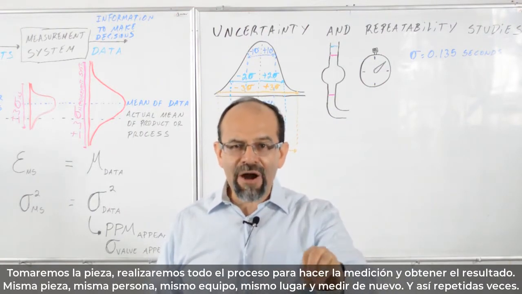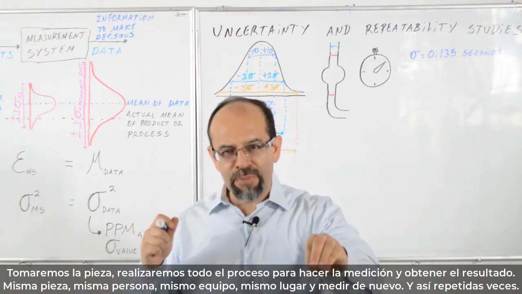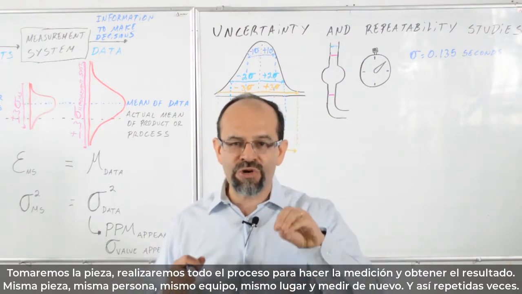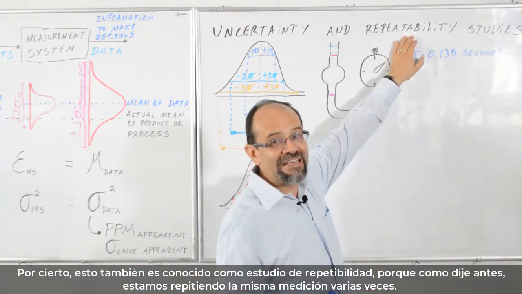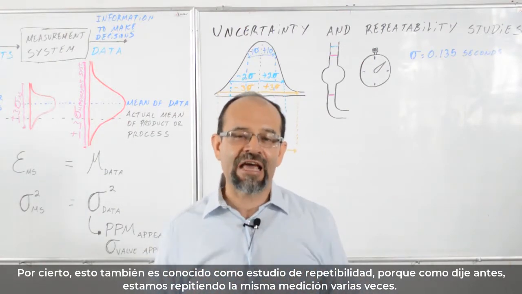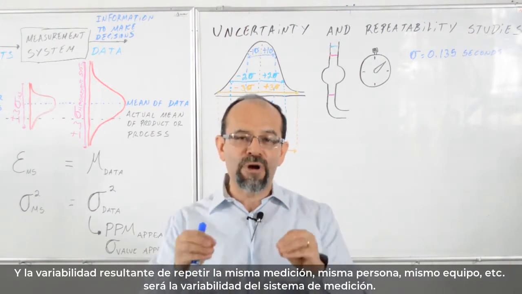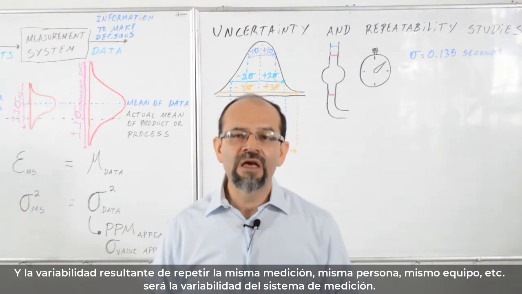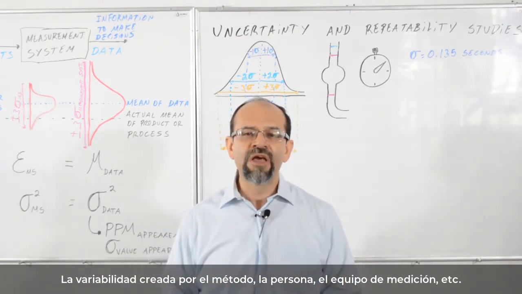So we are taking the part, doing the entire measurement process, and getting the result. Same part, same person, same equipment, same place, measure again. Same part, same equipment, same place, measure again. And so on. By the way, that also is known as a repeatability study, because again, we are repeating the same measurement several times. And the variability resulting of repeating the same measurement, same person, same equipment, same everything, will be, well, the variability of the measurement system. The variability created by the method and the person and the equipment and everything.